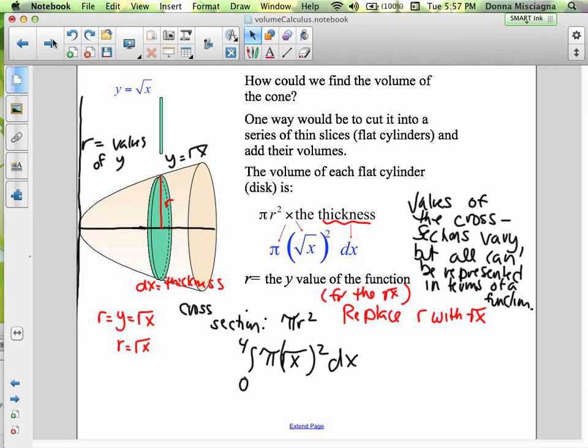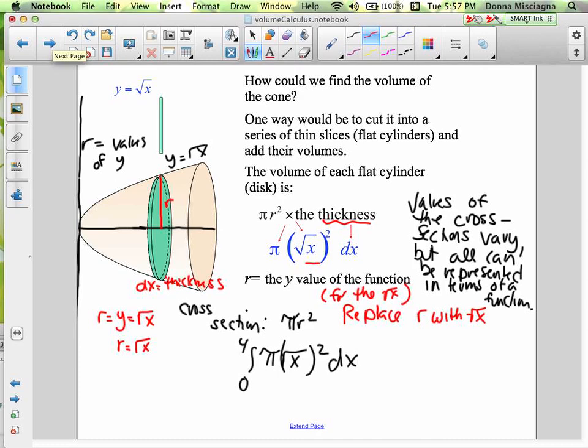Right, so the volume of each of our cylinders, this is just the formula for the area of a circle. That's all. Right, pi r squared is the area of the circle times the thickness, dx. Notice we've just replaced r with the value of the function. So for the square root of x, we're going to replace r with the square root of x. That's where this comes from. That's just r. Right, and we square the radius and multiply by pi. And our thickness is dx. So we're going to integrate that.